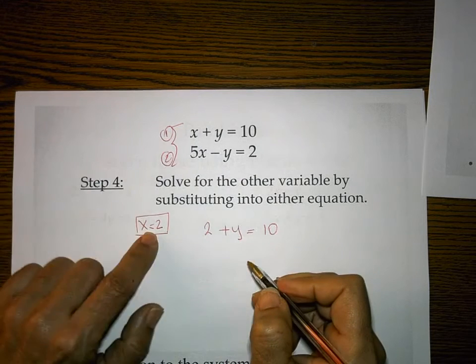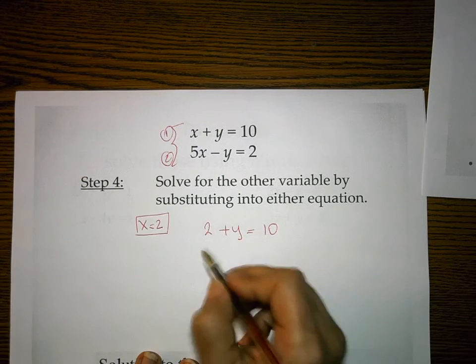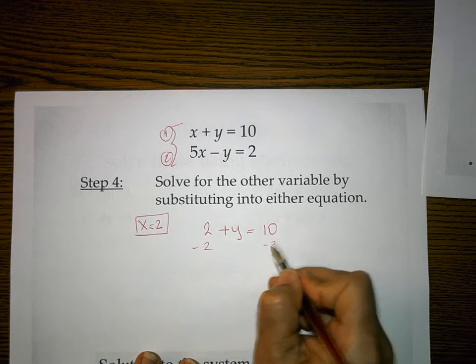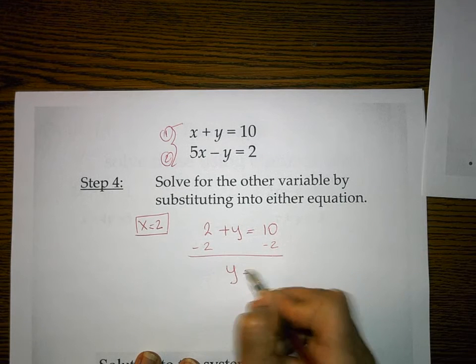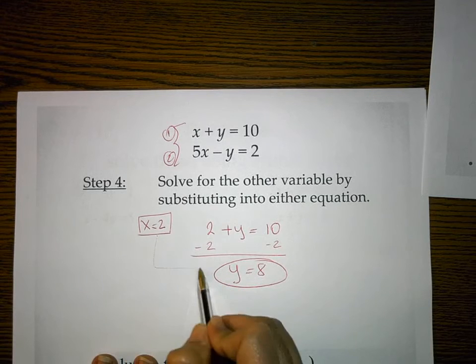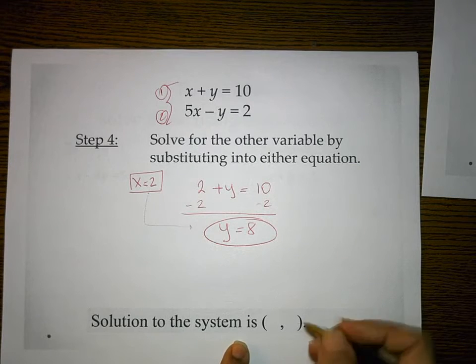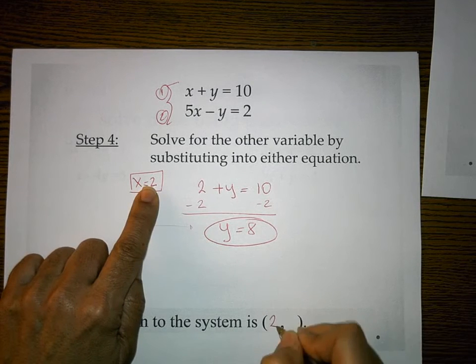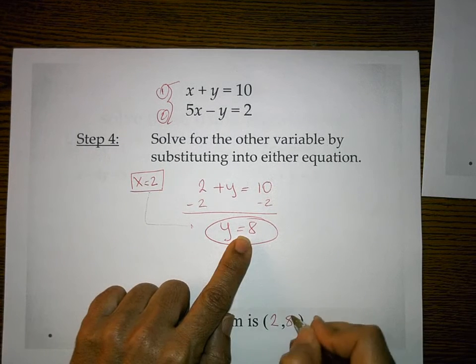I just wrote a 2 instead of an x. So subtract 2 from both sides. We get that y equals 8. There we go. Okay, x was 2 and y is 8. So the solution to the system is, don't get confused, x comes first, 2, y is 8.